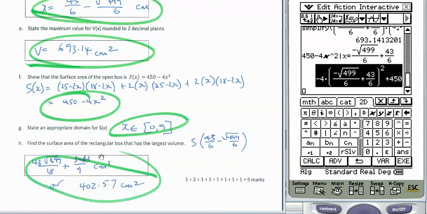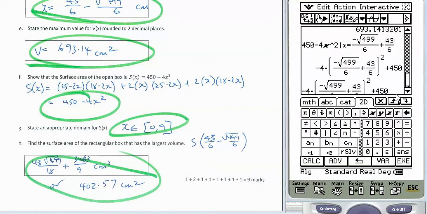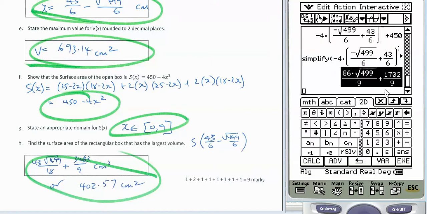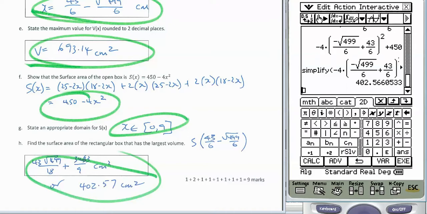possible surface area. And I might go into a new line, interactive transform, simplify, and there's a much simpler form for it. And 402.57 is going to be my answer.